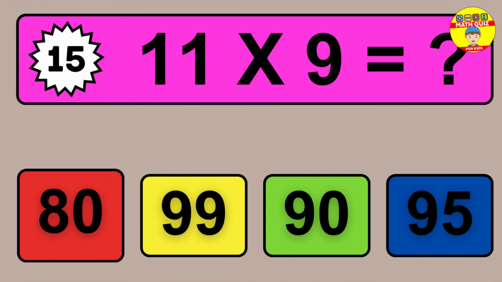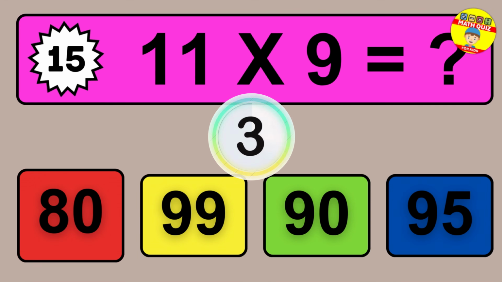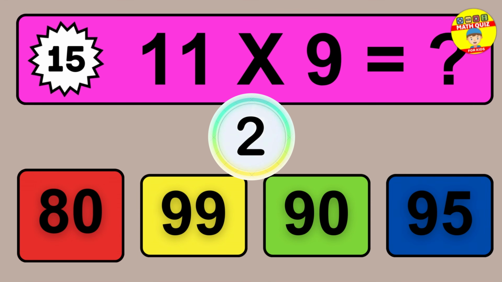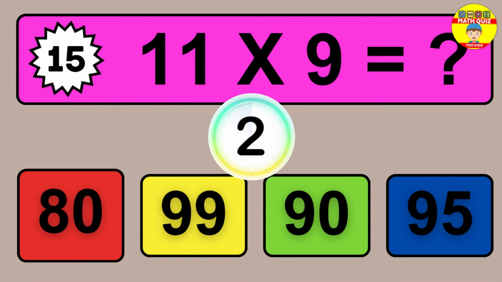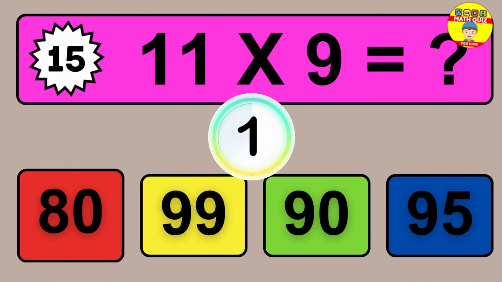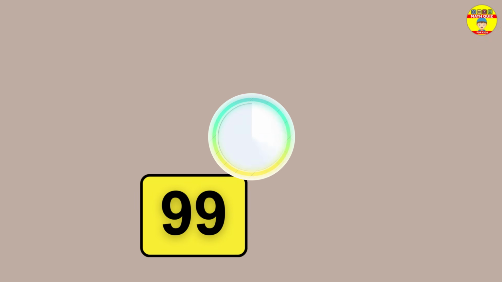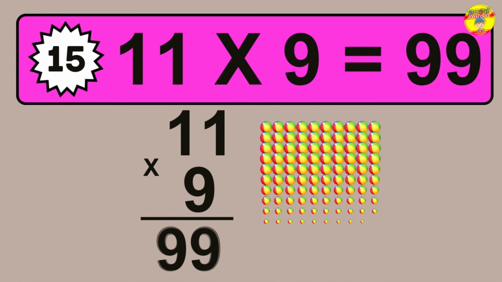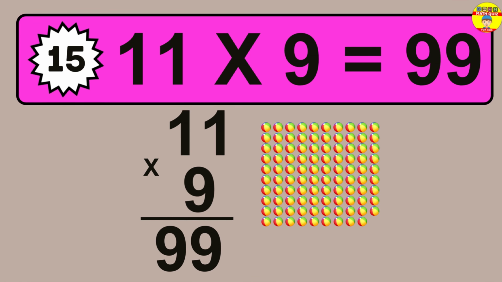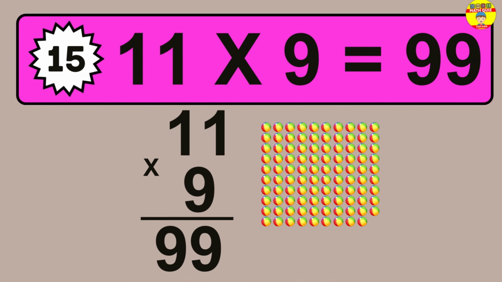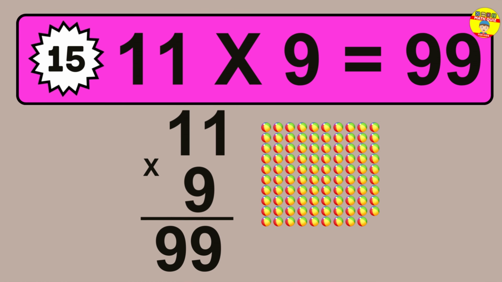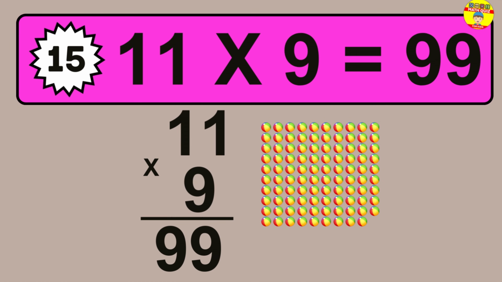Question 15. 11 times 9 equals what? So, the answer is 11 times 9 is 99. To calculate, we have 11 groups with 9 balls each one. So, how many balls do we have? 99 balls.